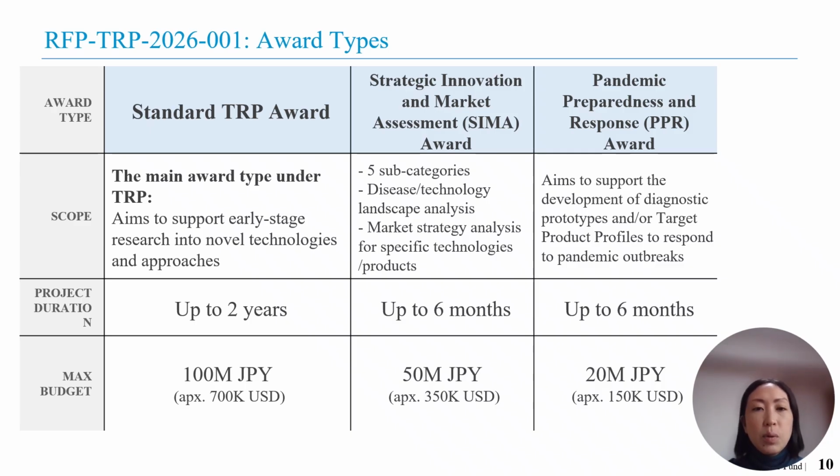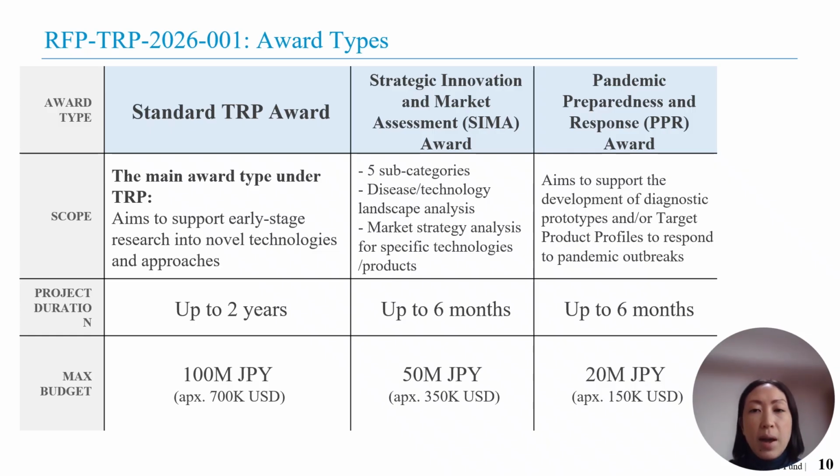This award supports up to 2 years of research with a maximum budget of 100 million Japanese yen, which is equivalent to approximately $0.7 million. The Strategic Innovation and Market Assessment Award, the SEMA Award, focuses on diseases and technology landscape analysis and market strategy research. This award supports up to 6 months of research with a maximum budget of 50 million Japanese yen, equivalent to $0.3 million.